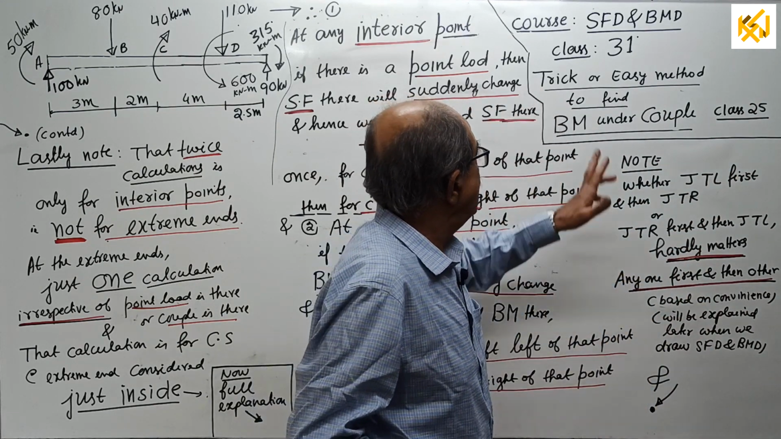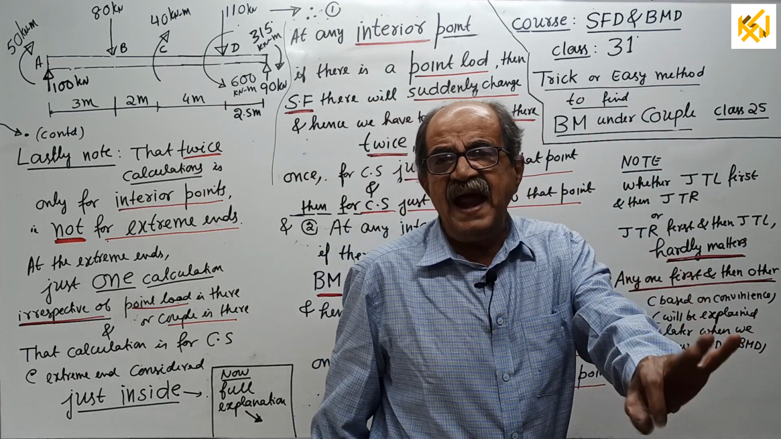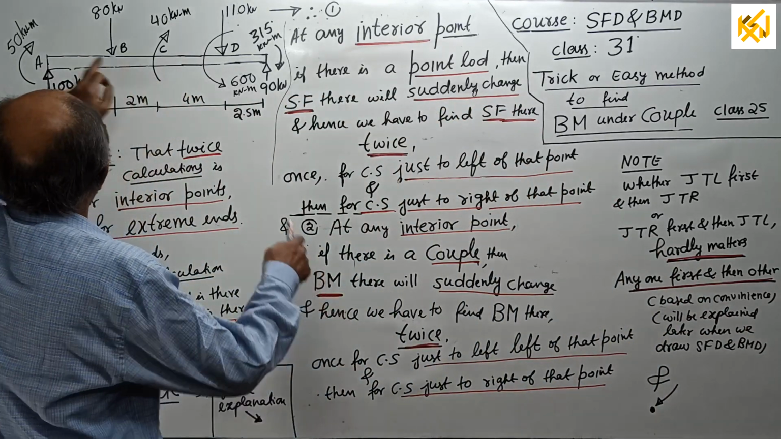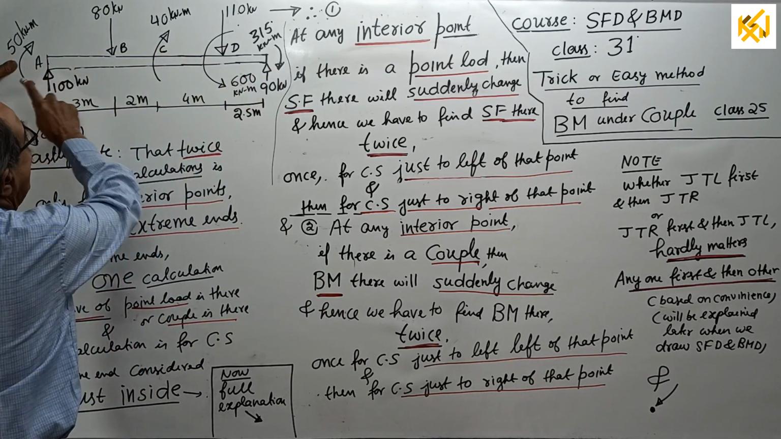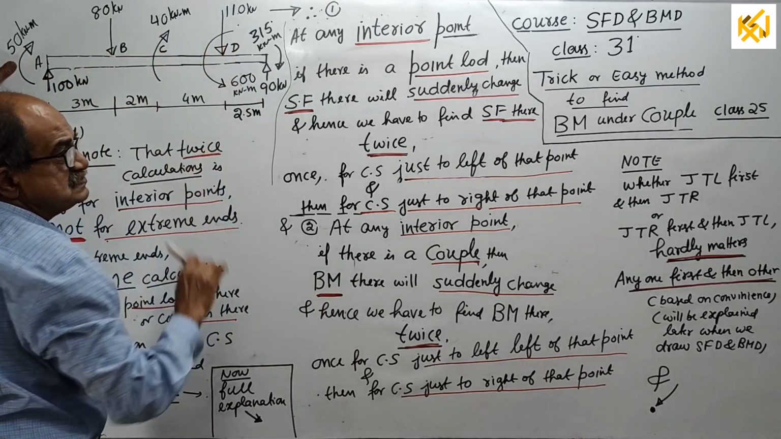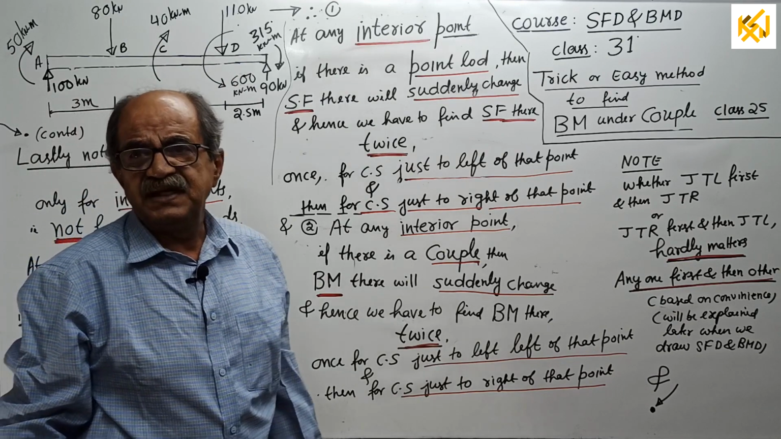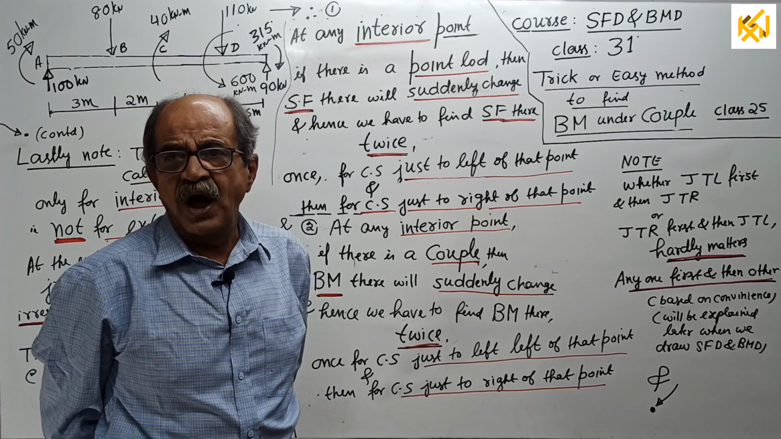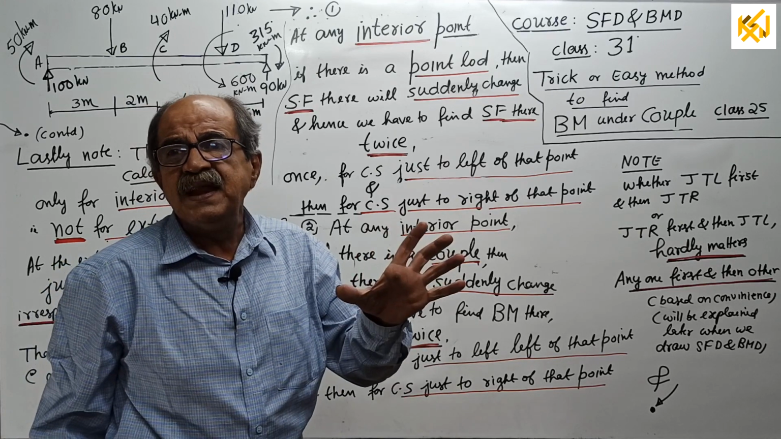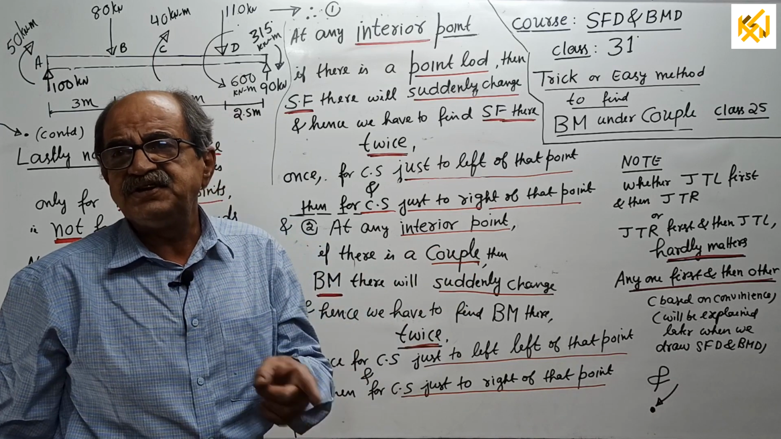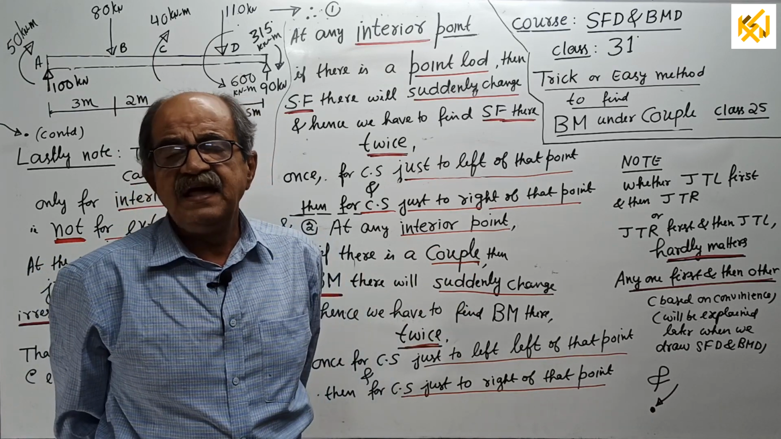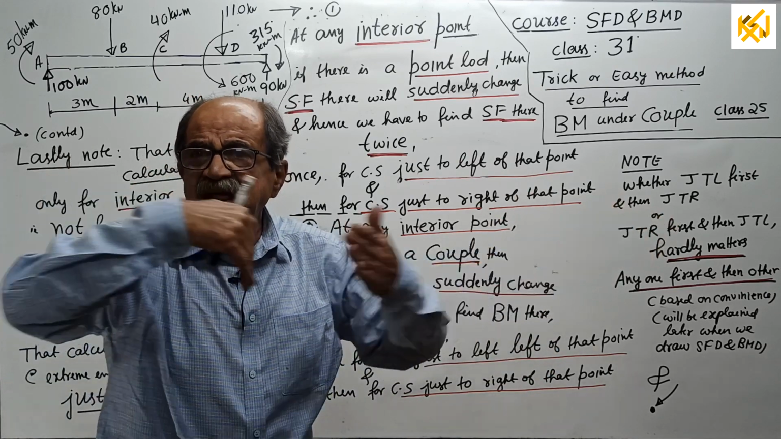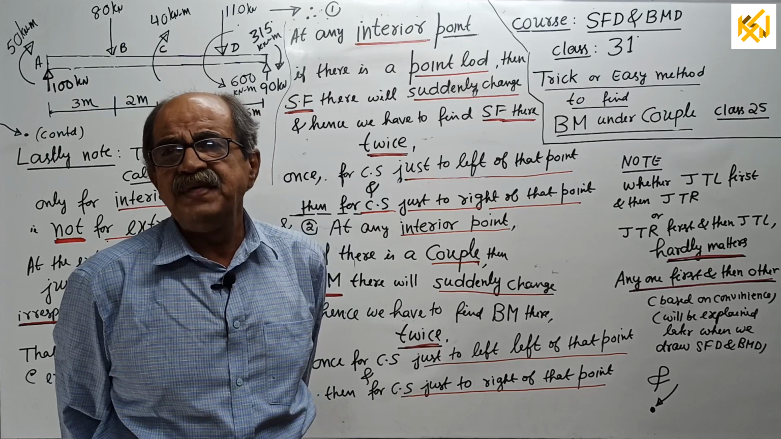See, the trick will come a little later, not now, because I wrote an example here. You can see there are two couples here and two couples here and some point loads. The purpose of this class is important. Whenever there is a point load somewhere in between, at an interior point, you have to find the shear force there twice. And if a couple is acting anywhere in the interior part, you have to find the bending moment there twice.